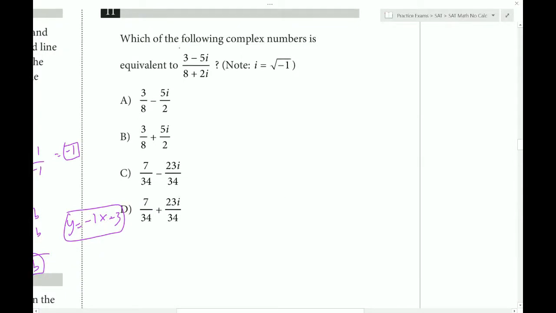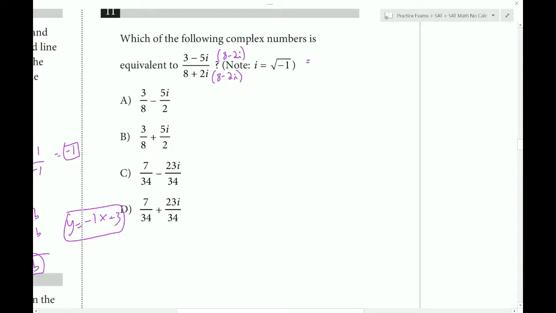Next, which of the following complex numbers is equivalent to this? Right, so the key thing to realize here is that i is a radical, and we're not allowed to have radicals in the denominator. So we have to do what's called rationalizing, which means we would multiply by the conjugate on top and bottom. Conjugate just means switch the middle sign.